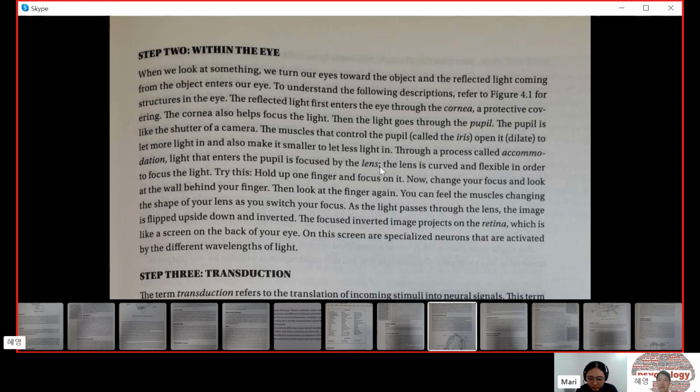As the light passes through the lens, the image is flipped upside down and inverted. The focused inverted image projects on the retina, which is like a screen on the back of your eye. On this screen are specialized neurons that are activated by the different wavelengths of light.